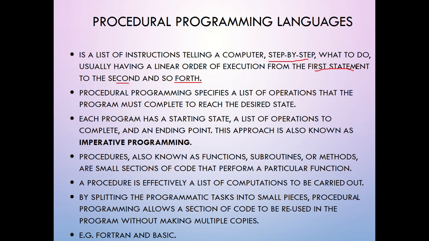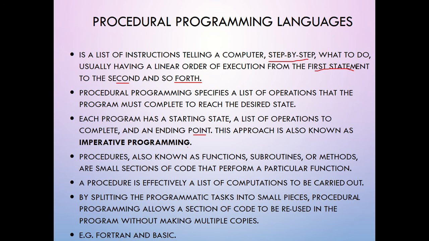Procedural programming specifies a list of operations that the program must complete to reach the desired state or goal. Each program has a starting state, a list of operations to compile, and an ending point or destination. This approach is also known as the imperative programming approach.